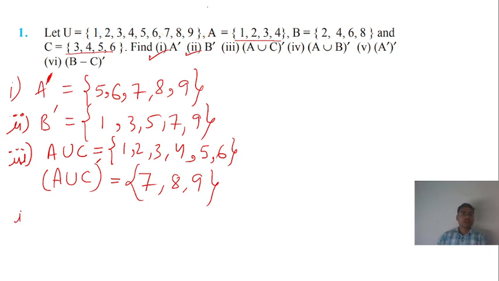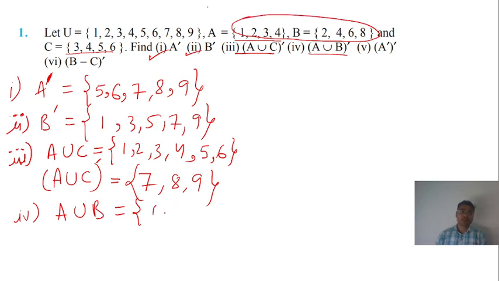Okay, going for part 4th. Part 4th is saying A union B whole complement. So first we will have to find A union B. A union B means writing all the elements of A and B in a single set. Okay, 1 2 3 4, and we have to write 2 4, so we will write 6 8 here.